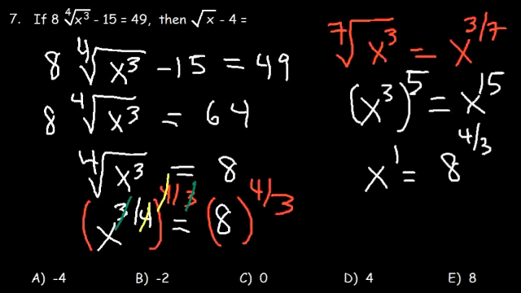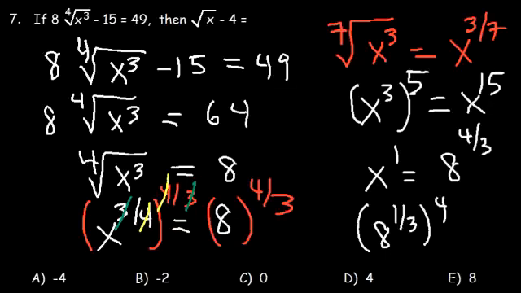So now, how can we find the value of 8 to the 4/3? What you want to do is separate the 3 and the 4. 8 to the 4/3 is the same as 8 raised to the 1/3, which is raised to the 4th, because 1/3 times 4 is 4/3. So the value of this expression is still the same. We just rewrote it in a different way.